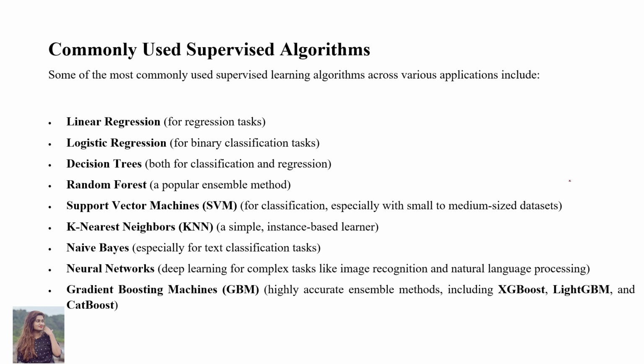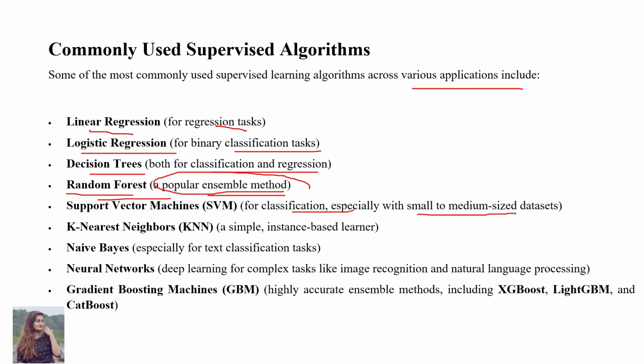Here now the commonly used supervised algorithms. That means some of the most commonly used supervised learning algorithms across various applications include: linear regression for regression tasks, LR for binary classification tasks, decision tree for both classification and regression, random forest also a popular ensemble method, and we can use the RF. SVM for classification, especially with small to medium sized data sets, KNN is a simple instance-based learner.